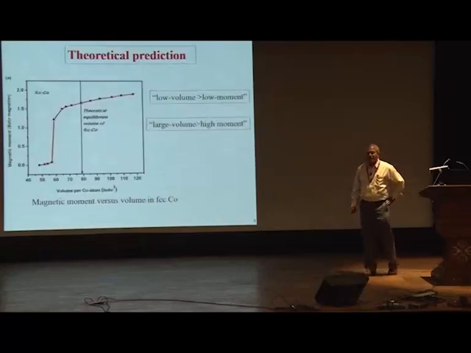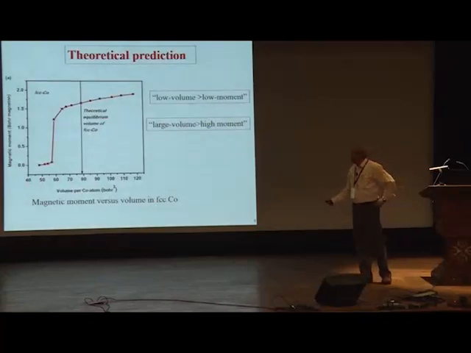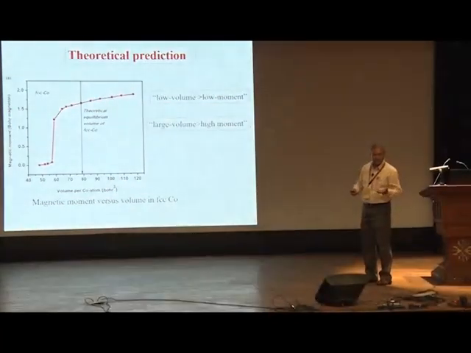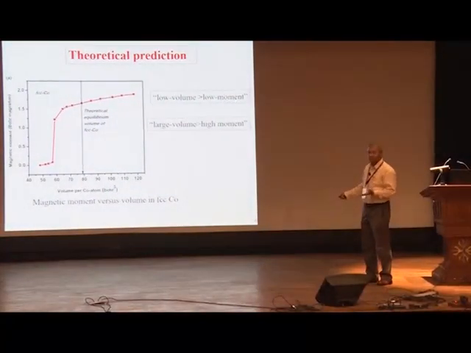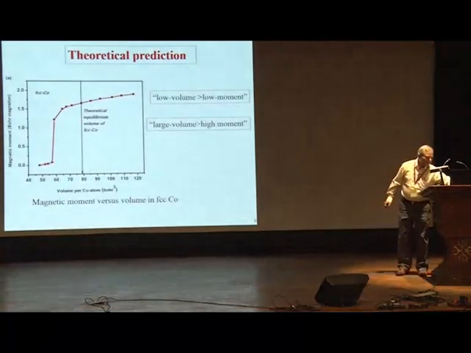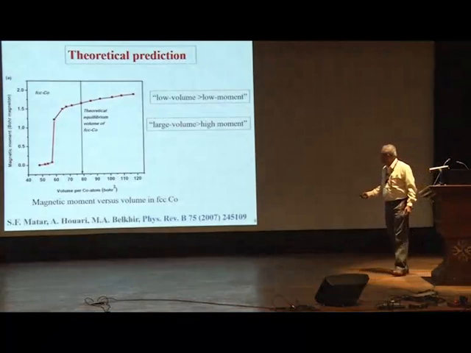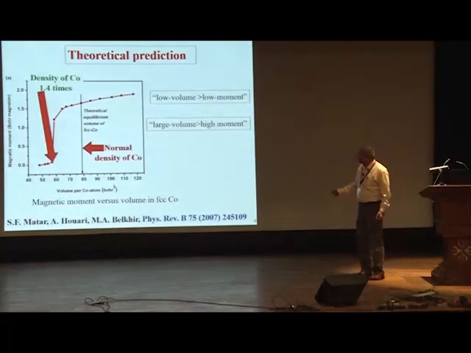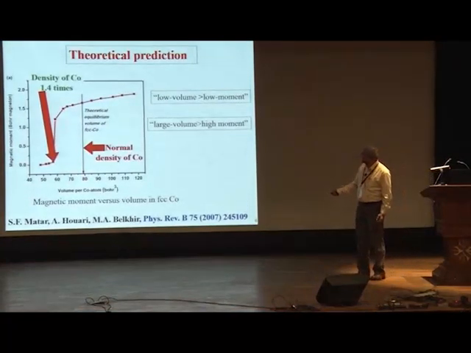So this is a theoretical prediction for cobalt under pressure. When you squeeze it down, pressurize it, its density increases, which means the volume per atom decreases. This is the normal density of cobalt. This is the atomic volume, and this is your magnetic moment per atom. If you decrease the density, the moment goes up.